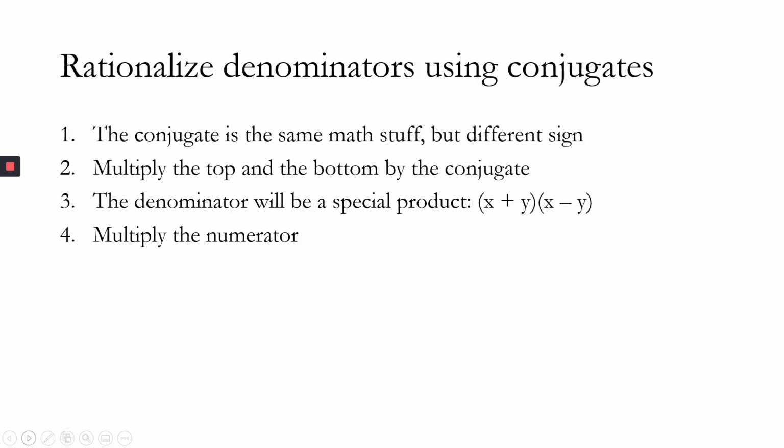And then at the very bottom of page 9, rationalizing denominators using conjugates. These are almost like trick questions. They're set up to be much, much easier than you think. So the conjugate is just the same math stuff, but a different sign. What we're going to do is multiply the top and the bottom by that conjugate. The denominator will always be a special product. We're trying to get rid of our radicals in the bottom, so it's going to end up with a special product. And then you just have to multiply the numerator like we've done before. So go ahead and write down those notes.